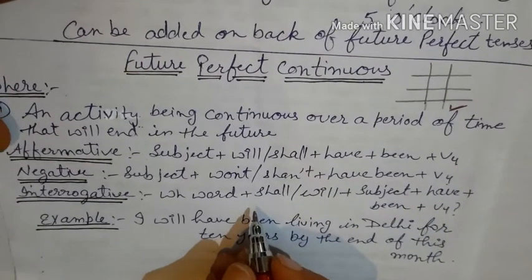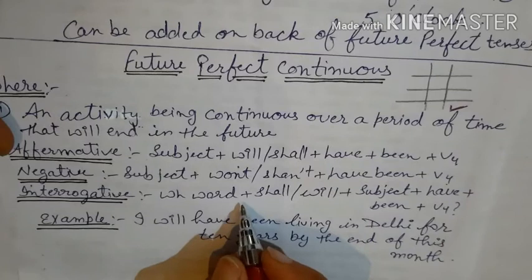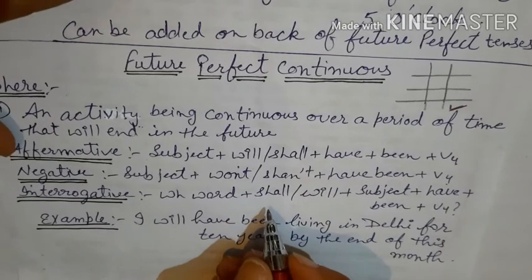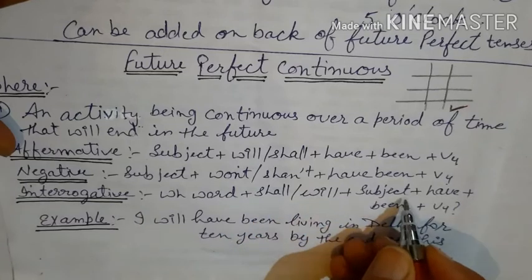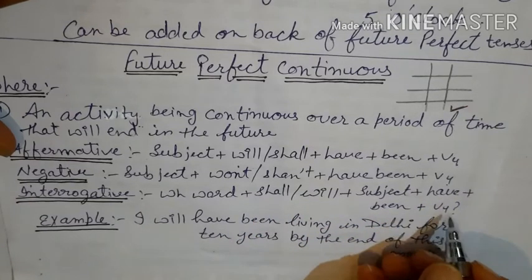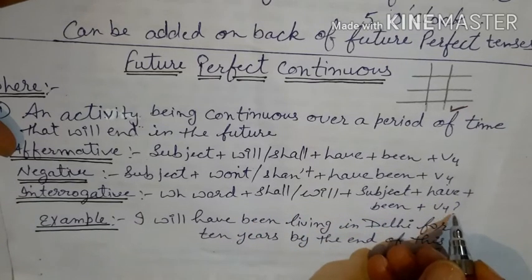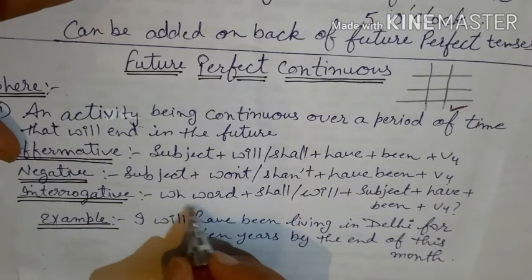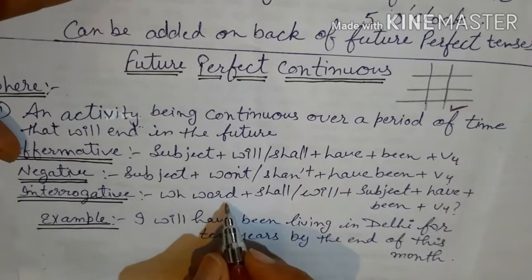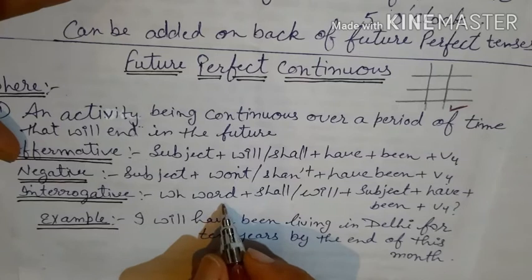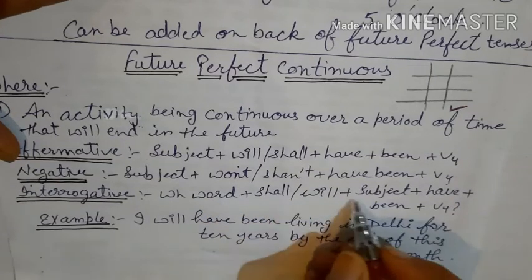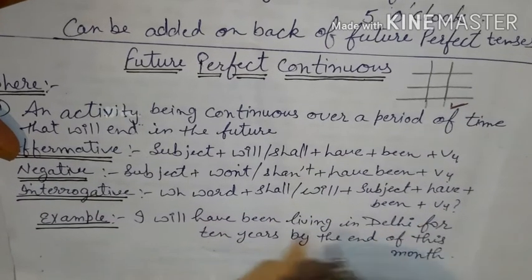If we have to change it to interrogative, it is the same as your future perfect. If it is a simple yes/no question, just write will/shall plus subject plus have plus been plus your V4, and put a question mark. Or you can add your WH question word like what, where, when plus the rest of the words.